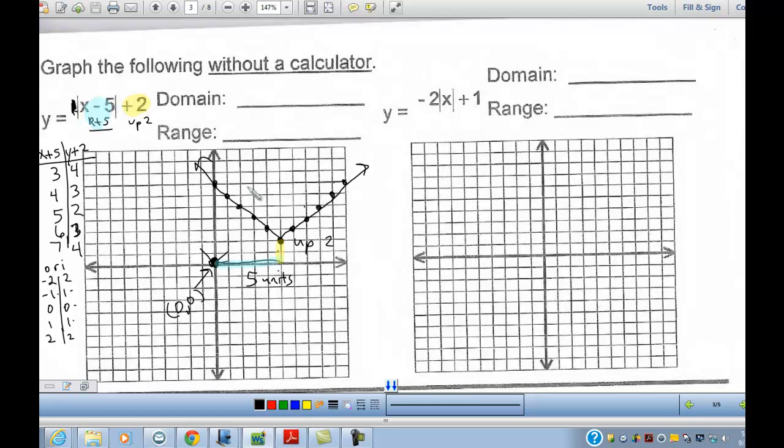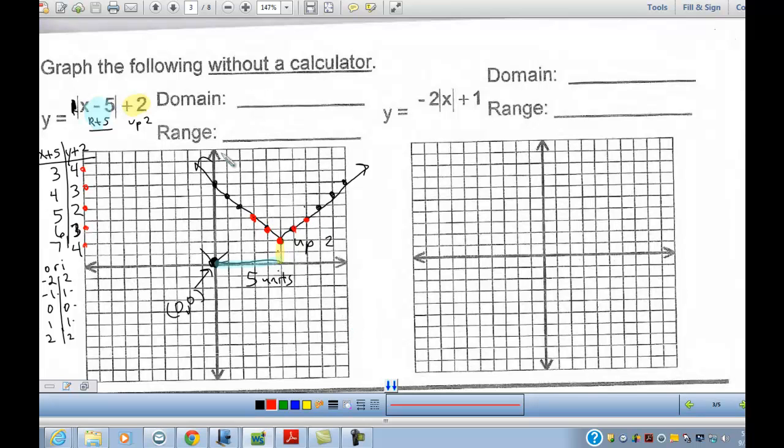Notice these points are going to be the same thing as here. 3, 4, to the right 4, up 3, to the right 5, up 2, to the right 6, up 3, and to the right 7, up 4. So notice they're the same points. Let's look at another transformation.